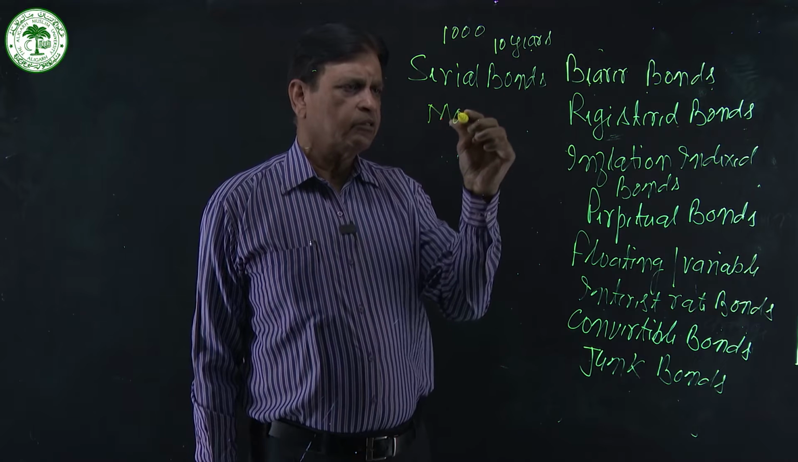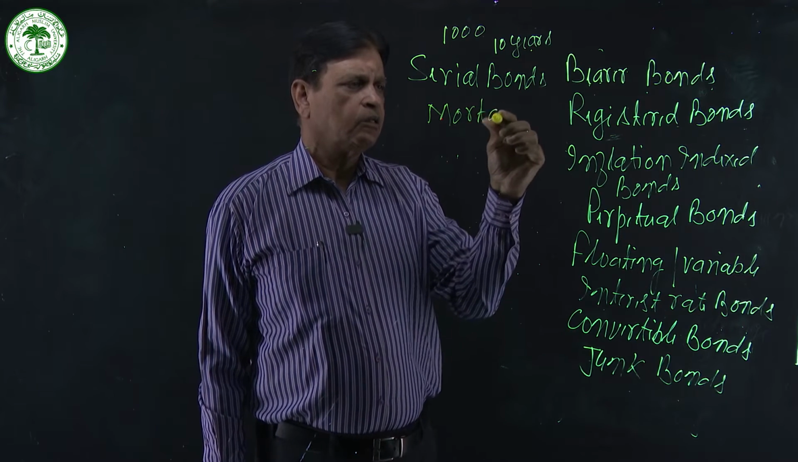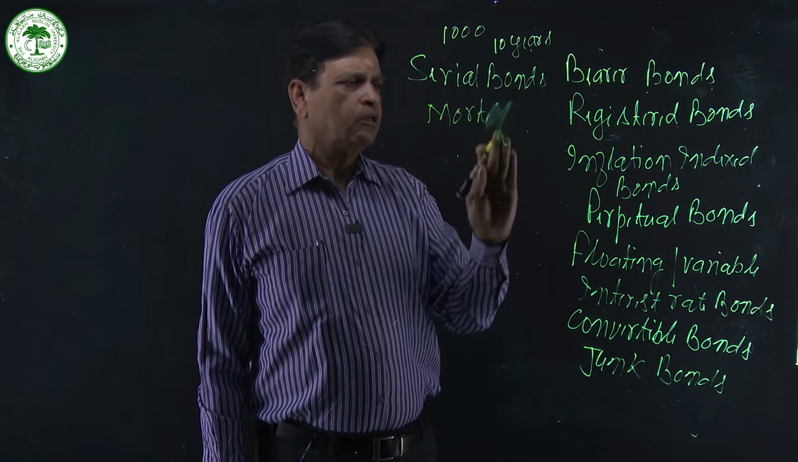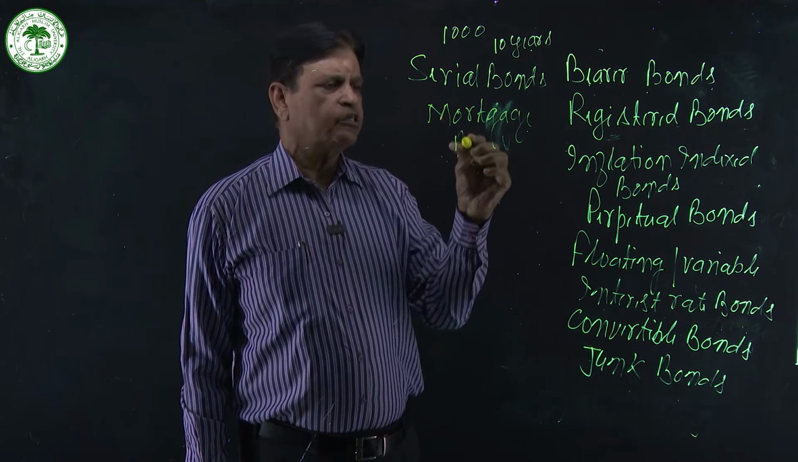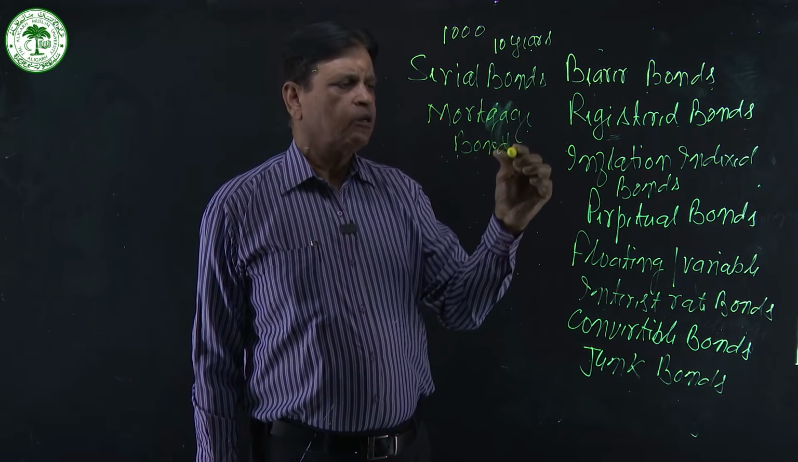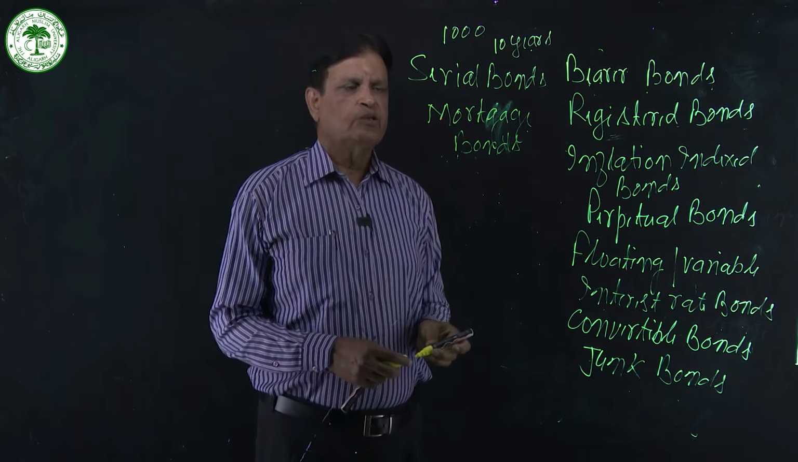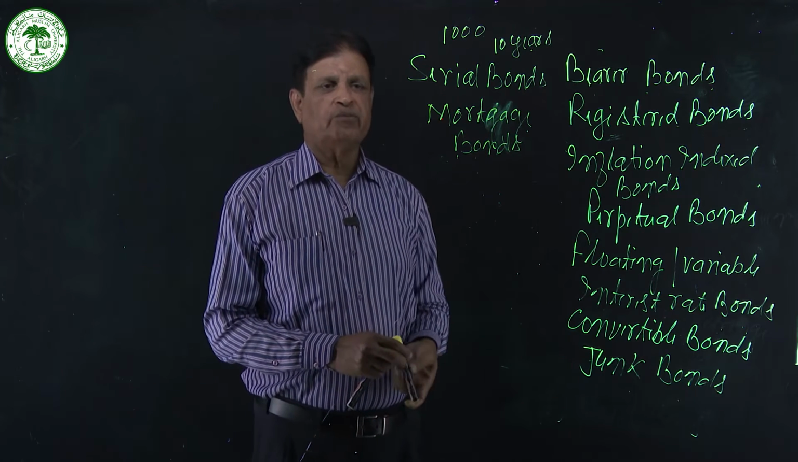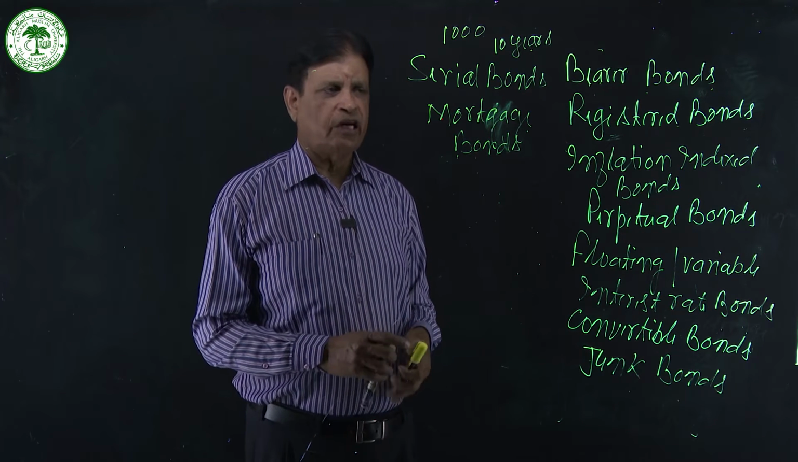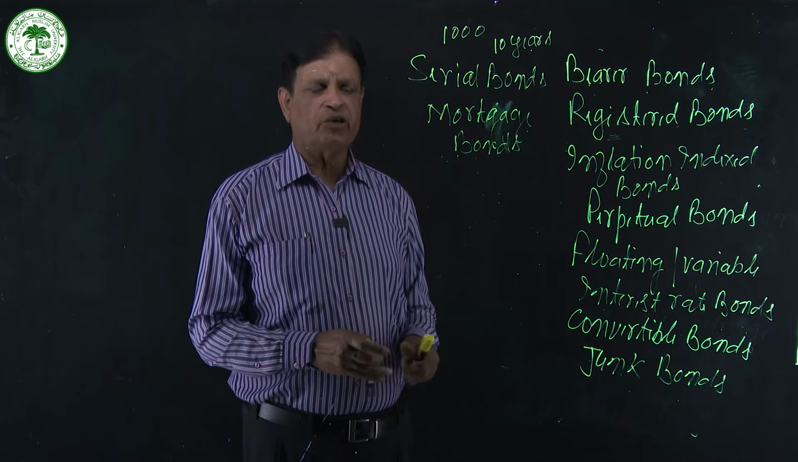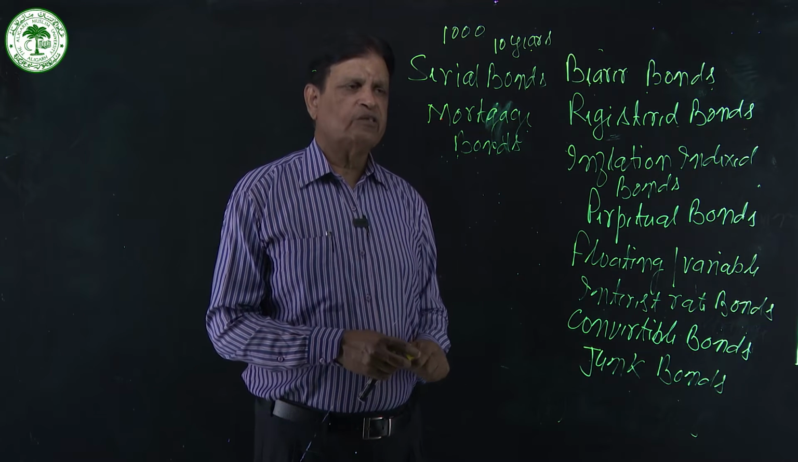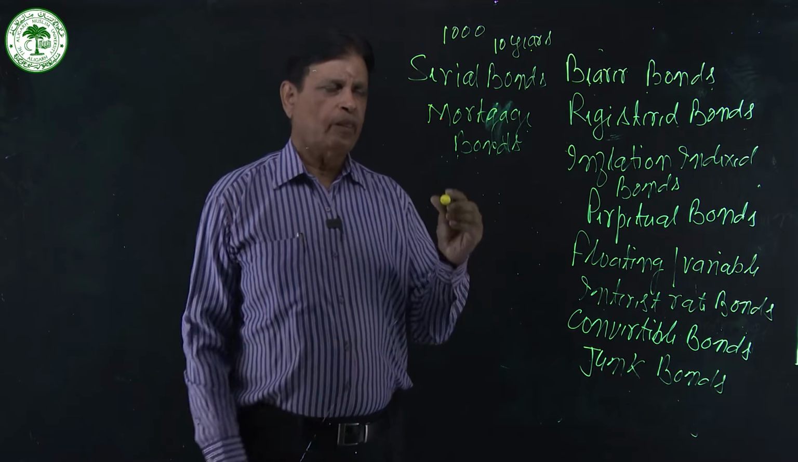Mortgage bond. Mortgage bonds are basically the bonds which are created from the home loans, and these are also known as asset-backed securities. So we call them mortgage bonds.